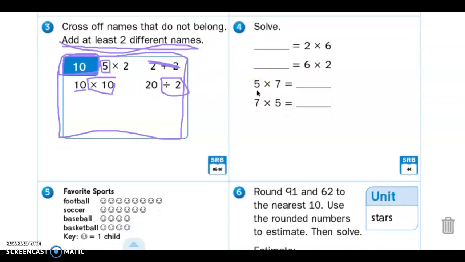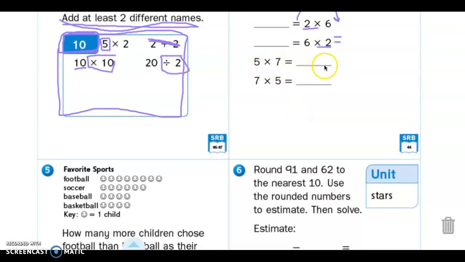Good, going on to number 4. It says solve. Oh boy, my equal sign's on the left. How do I read that again? It's saying what equals 2 times 6, right? I could put it like the equal sign on this side. 2 times 6 equals what? And we know that timesing anything by 2 is like doubling it. So what equals 2 times 6, or what equals 6 times 2? That's just like putting the equal sign on this one. 6 times 2 equals what? Same thing here. 5 times 7 equals what? Or 7 times 5 equals what?